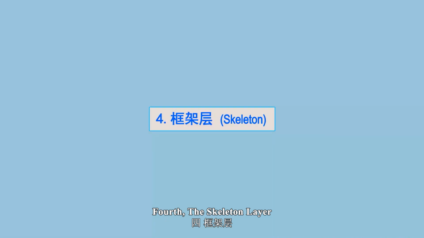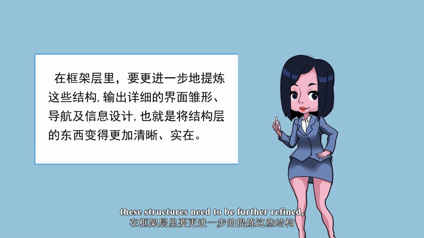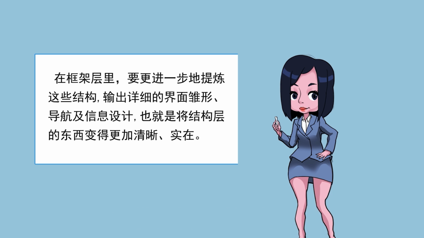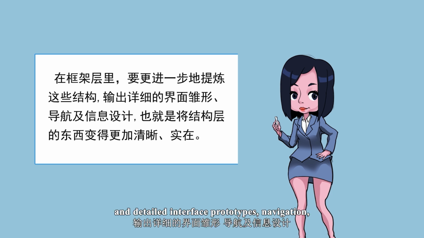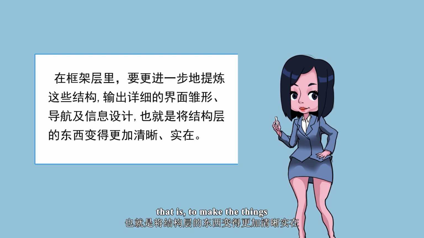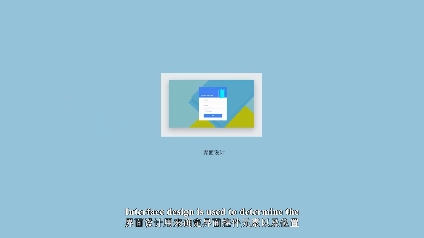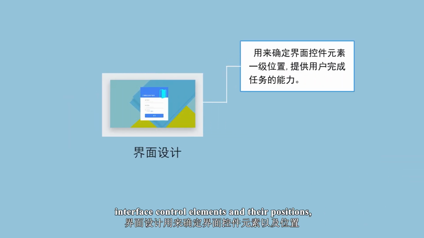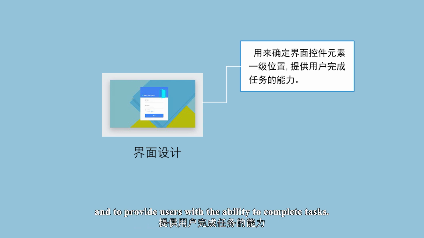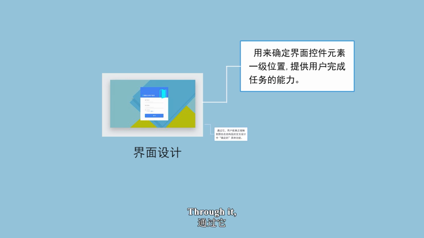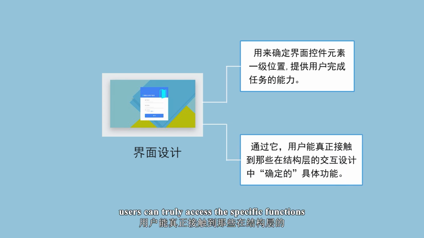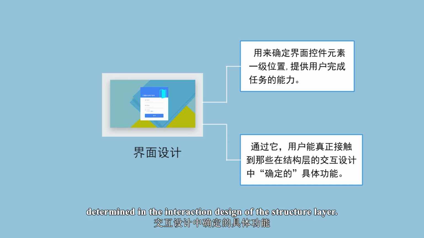Fourth, the skeleton layer. In the skeleton layer, these structures need to be further refined, and detailed interface prototypes, navigation, and information designs need to be output. That is, to make the things in the structure layer clearer and more tangible. Interface design is used to determine the interface control elements and their positions, and to provide users with the ability to complete tasks.